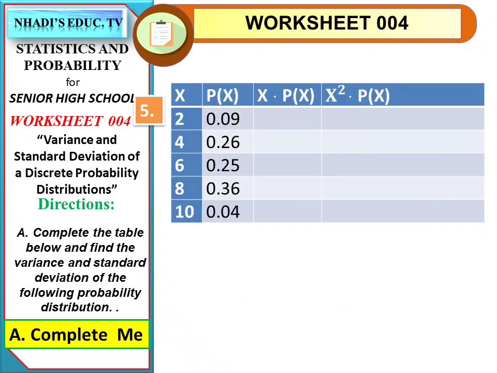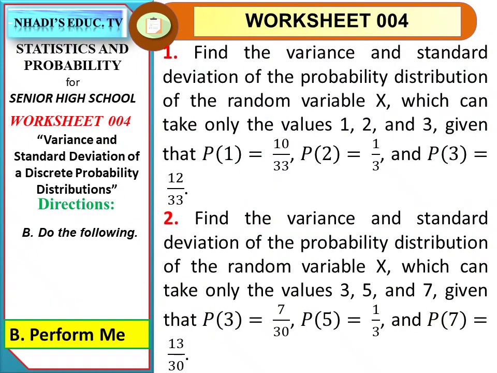And the last number with the probability of 0.09, 0.26, 0.25, 0.36, and 0.04 with the random variable 2, 4, 6, 8, and 10. Moving on to letter B, perform me. Directions, do the following. Number 1, find the variance and standard deviation of the probability distribution of the random variable x, which can take only the values 1, 2, and 3, given that the probability of 1 is equal to 10 over 33, the probability of 2 equals 1/3, and the probability of 3 equals 12 over 33.